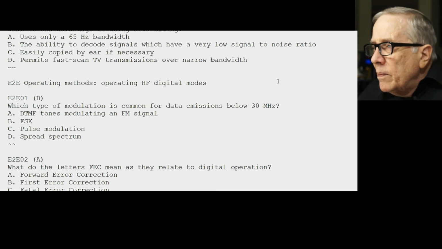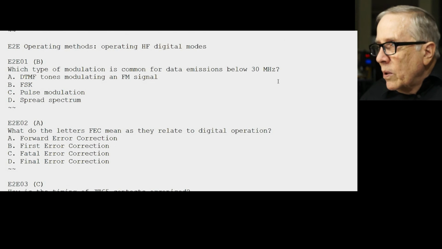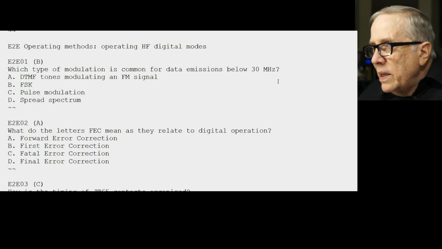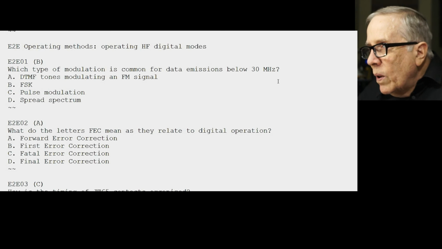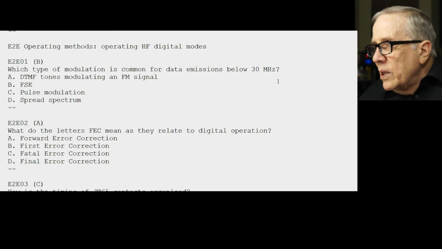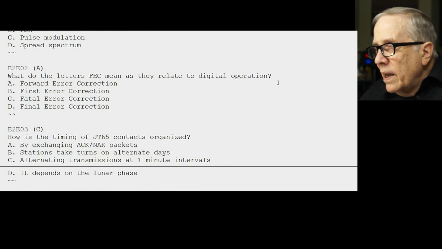E2E01, which type of modulation is common for data transmissions below 30 megahertz? And the answer was frequency shift keying. Again, I think that's changed. E2E02, what do the letters FEC mean as they relate to digital communications? And the answer is forward error correction.